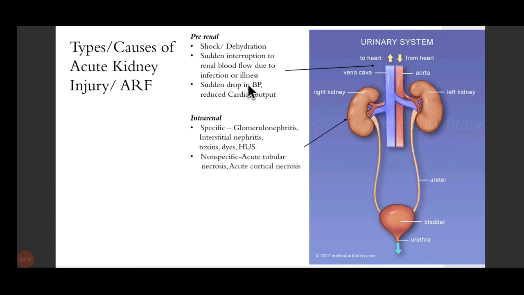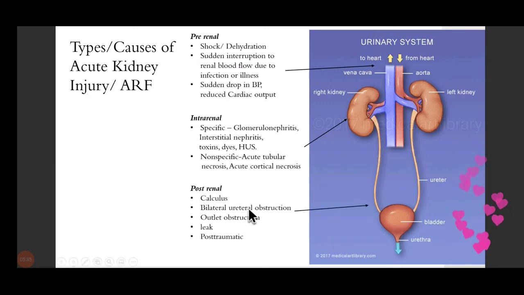The next type is intrarenal. So, intrarenal acute kidney injury refers to the changes or the pathology occurring in the kidney. These could be specific, which includes glomerulonephritis, interstitial nephritis due to some toxin, dyes, or hemolytic uremic syndrome. This can also be non-specific, such as acute tubular necrosis and acute cortical necrosis. So we'll discuss it in a little detail further down the presentation.